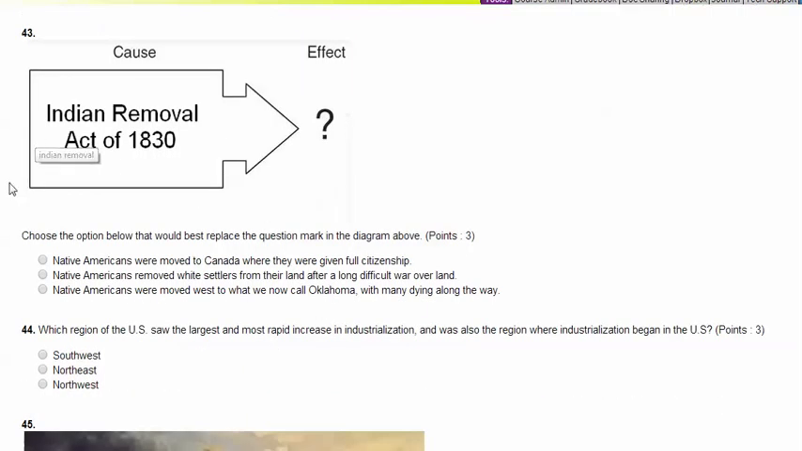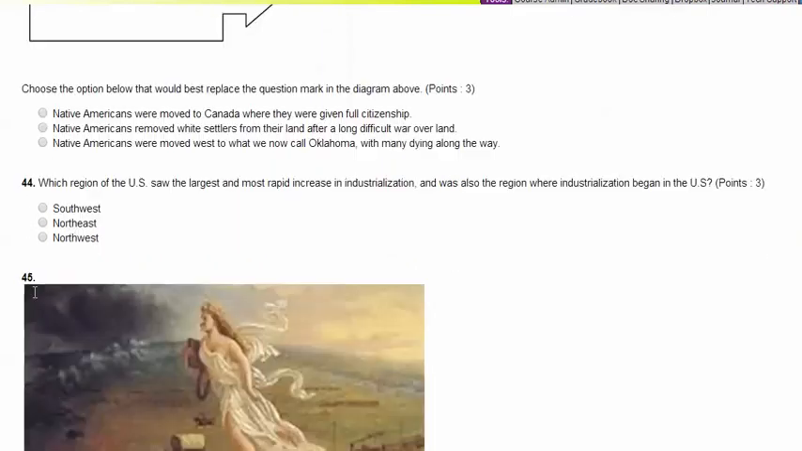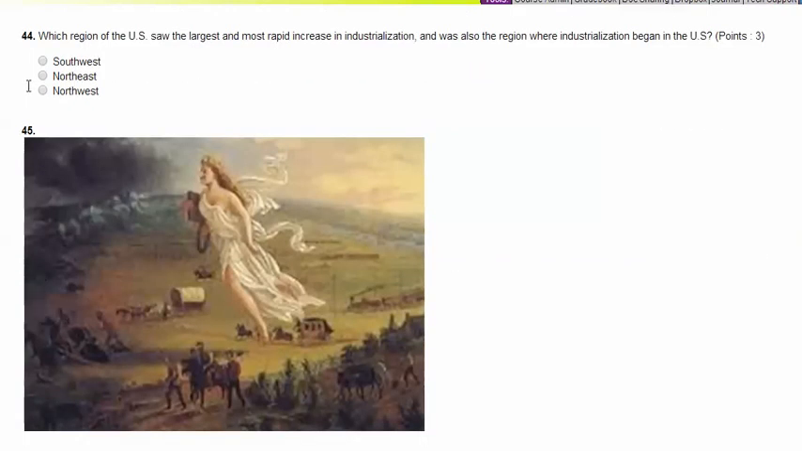Number 43, we have a cause and effect chart for you to complete. Choose the option below that would best replace the question mark in the diagram above. Native Americans were moved to Canada, where they were given full citizenship. Native Americans removed white settlers from their land after a long, difficult war over land. Or the third option, Native Americans were moved west to what we now call Oklahoma, with many dying along the way.